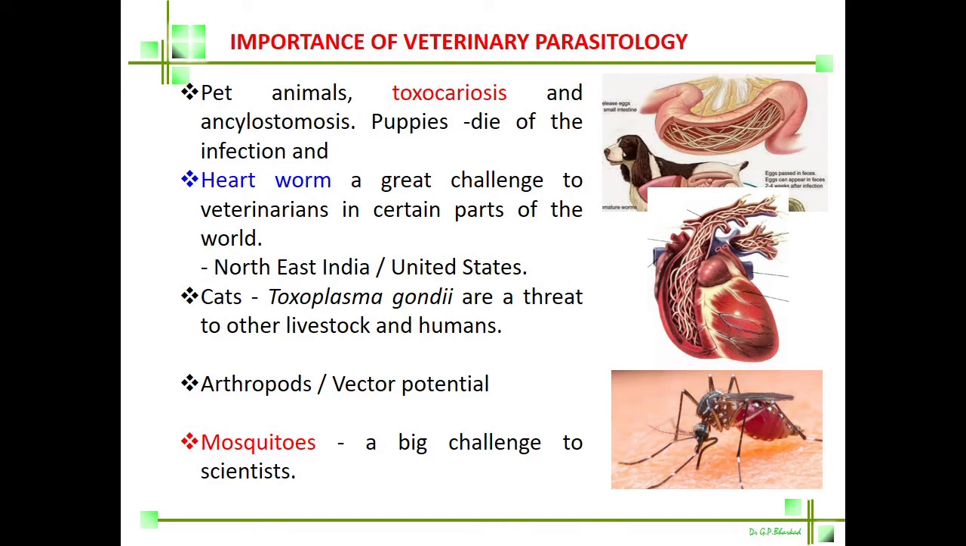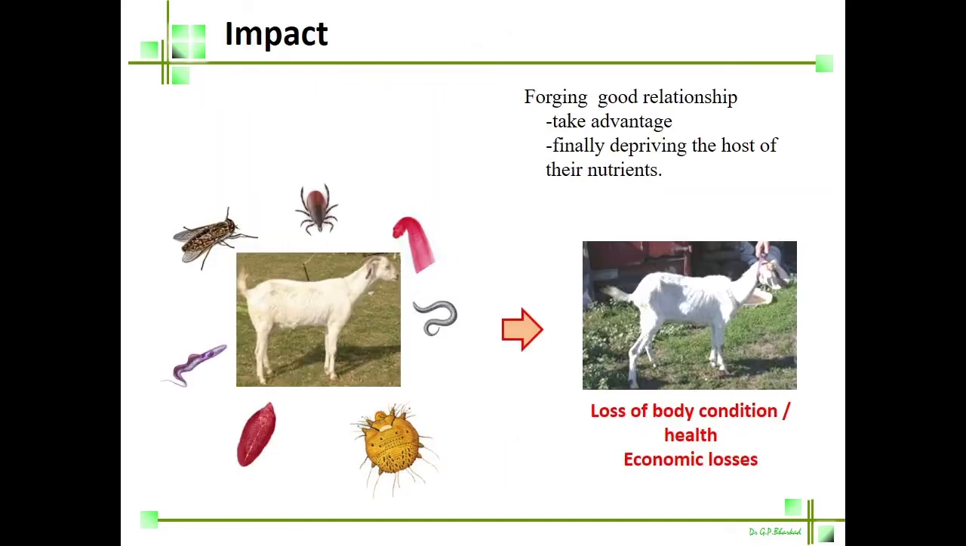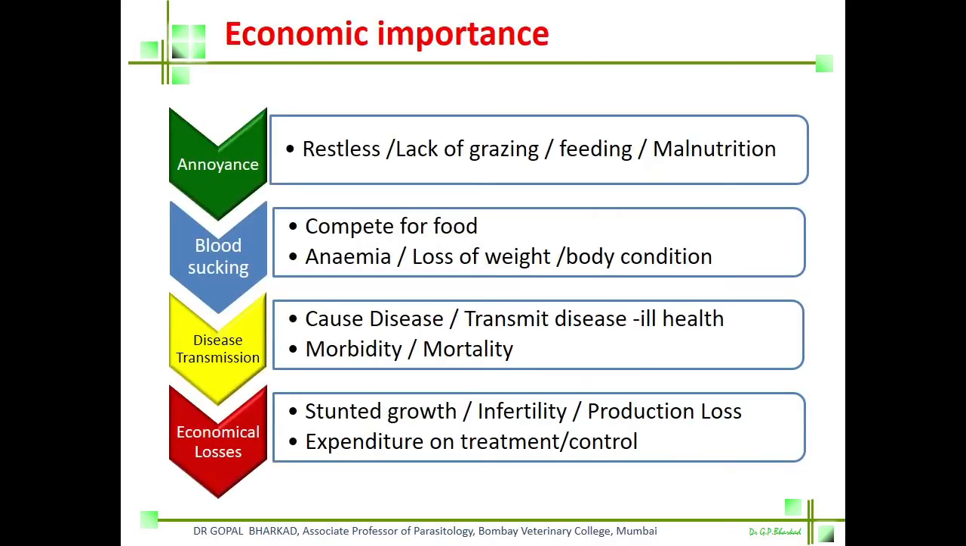It is still a big challenge to control the mosquito population and the protozoan disease in human beings, that is malaria. How do these parasites impact the life of the host? They forge a good relationship, take advantage of the relationship, and finally deprive the host of nutrients, which results in loss of body condition, loss of body weight, loss of health, and finally economic losses.